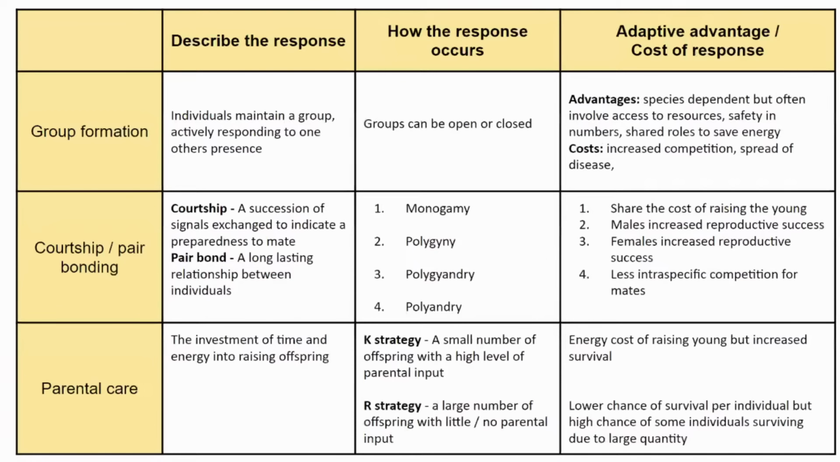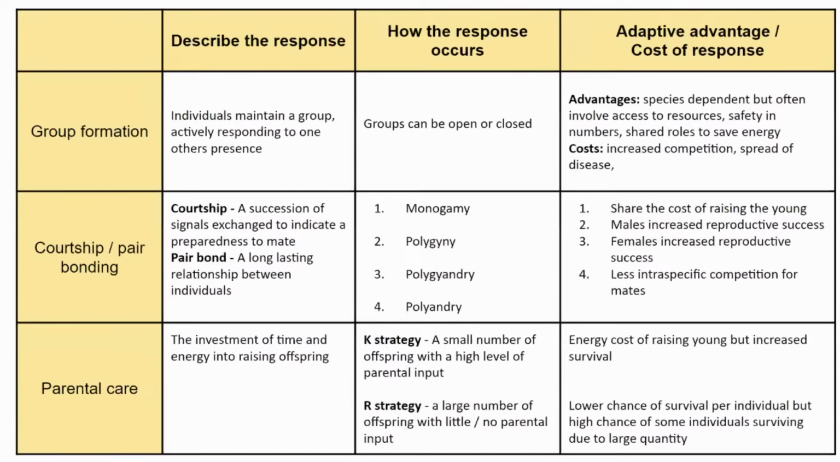And then we've got the more cooperative behaviours. So the group formations, we often see this in animals that work together in a group. So think lions or wolves, that type of thing. So they're actively responding to one another's presence. So they could be closed groups, which means that you can't just come and go, or they could be open groups, which are individuals can kind of come in and leave as and when they please. So a school of fish, for example.